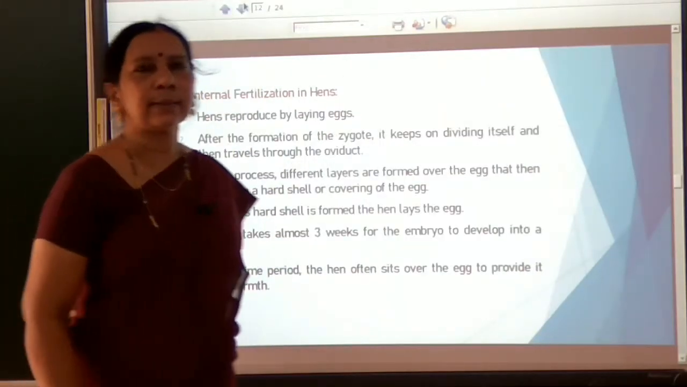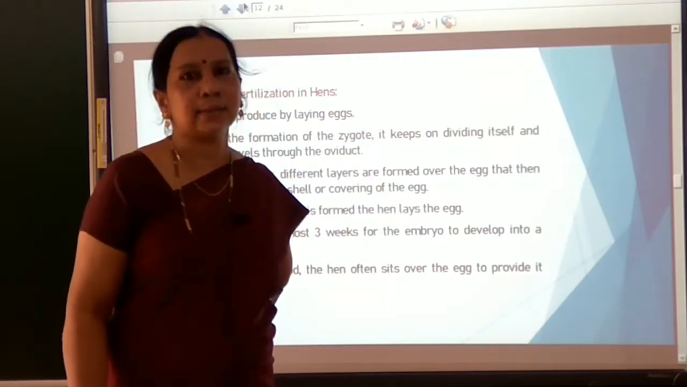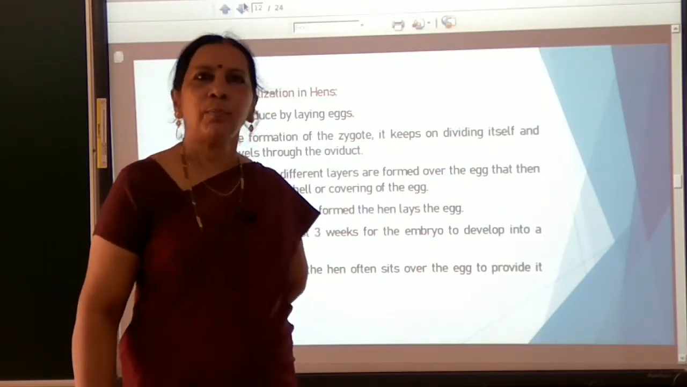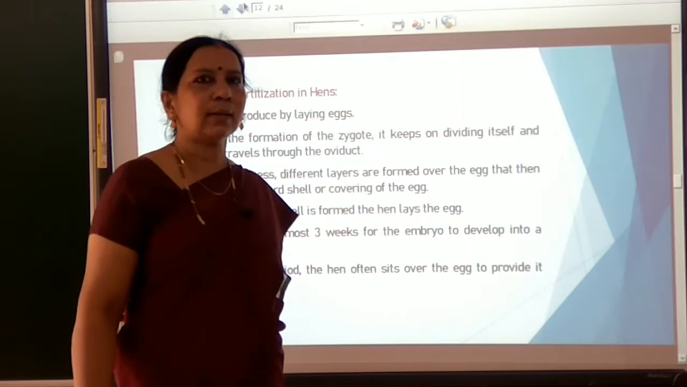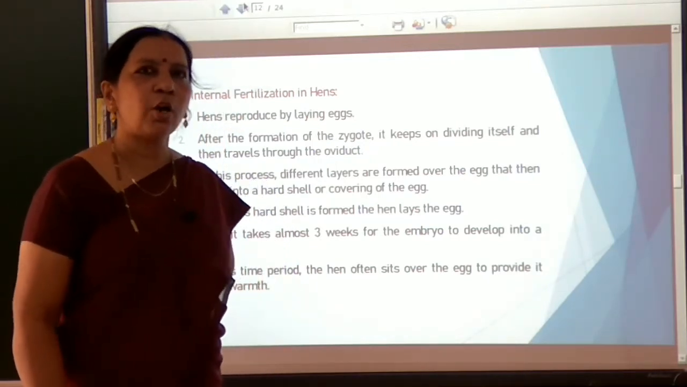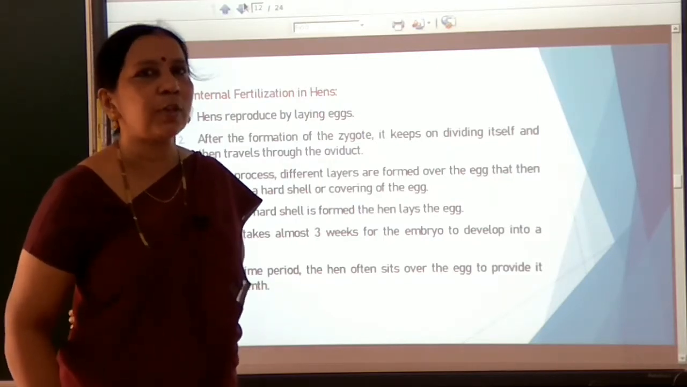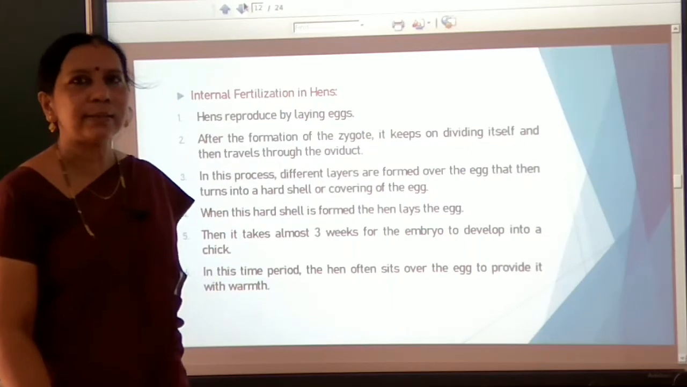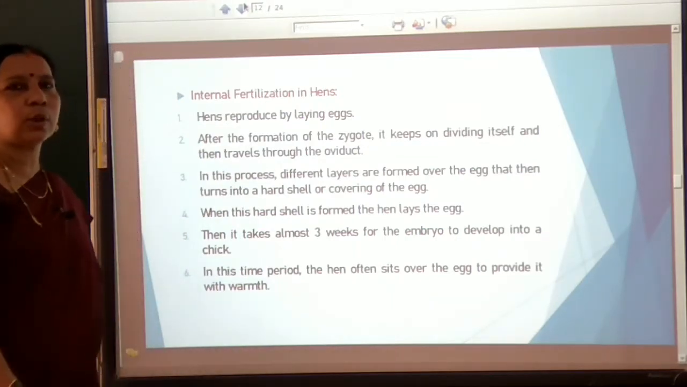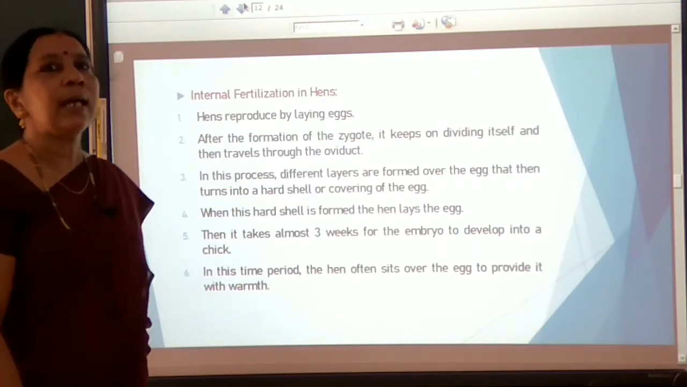Now let us consider how internal fertilization takes place in hens. Birds undergo internal fertilization. By now you know what is internal fertilization. Fertilization means fusion of sperm and egg takes place inside the body of the female. Such a fertilization is called internal fertilization. Let us try to understand how internal fertilization takes place in hens.